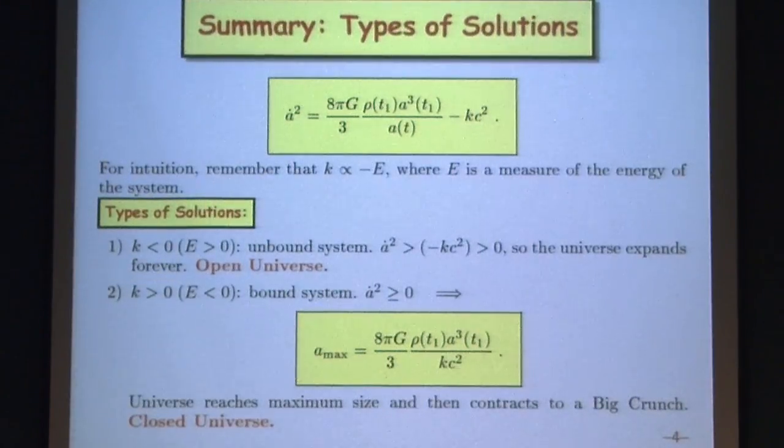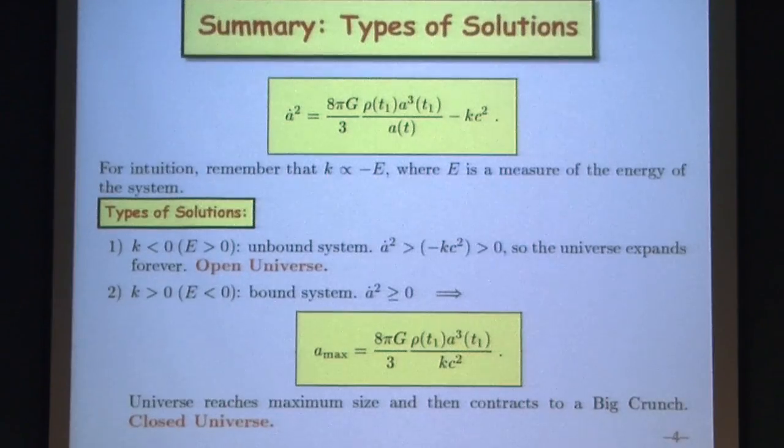OK. Having derived these equations, the next step is to go about asking what do the solutions to the equations look like. And that's where things start getting interesting, when we start getting some real non-trivial results. The Friedmann equation, the first order one, can be rewritten this way. It's just rearranging things. And I used here the fact that rho times a cubed was a constant.